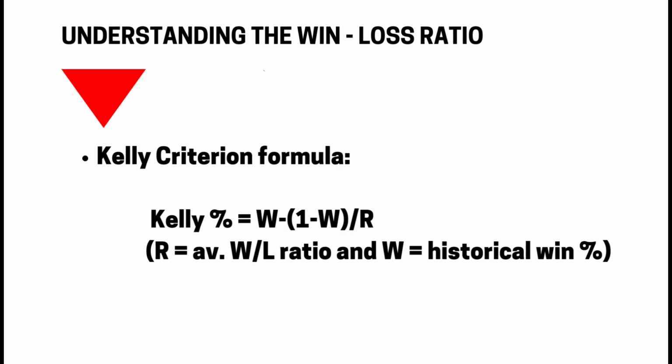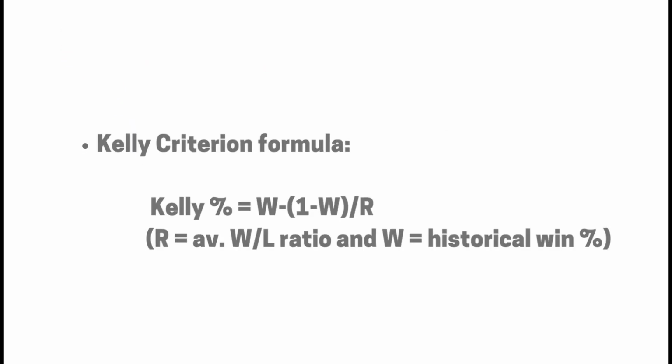The Kelly percentage is W minus (1 minus W) divided by R. R equals the average win-loss ratio and W equals the historical win percentage. So you can see we've got the numbers there to plug in. It's a very simple, straightforward formula, really, and from that we can learn a lot about our trading. This idea worked very well in gaming as well, in games like blackjack, and I can tell you I use this in my trading and it works very nicely for me.